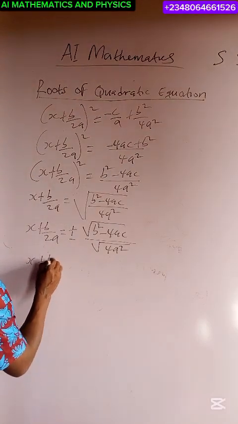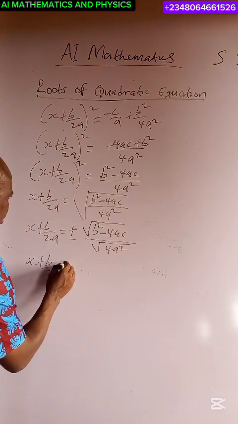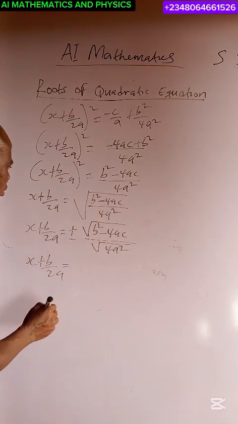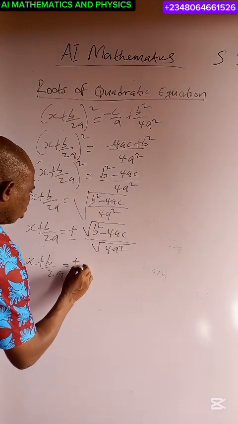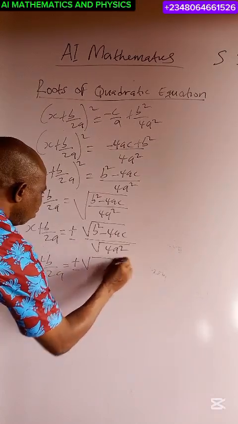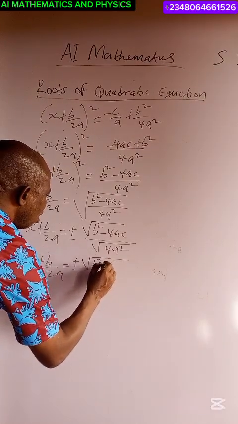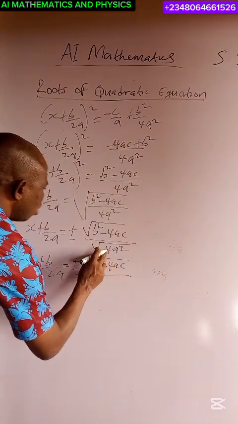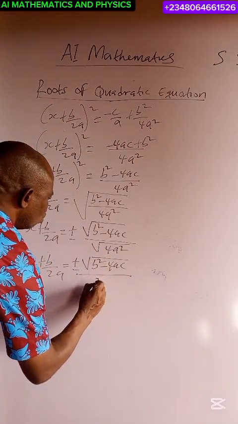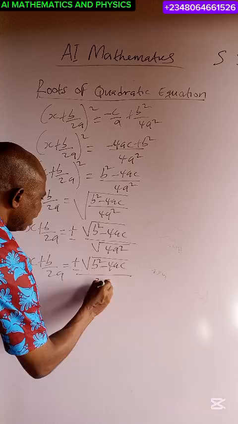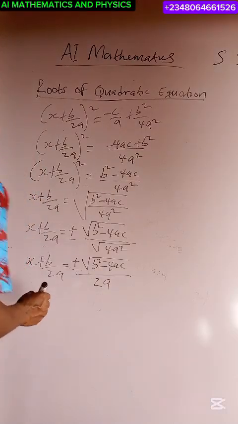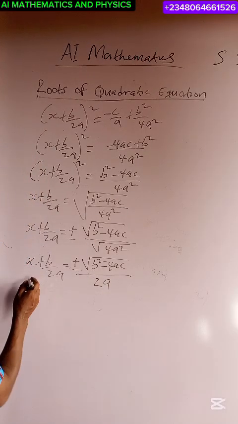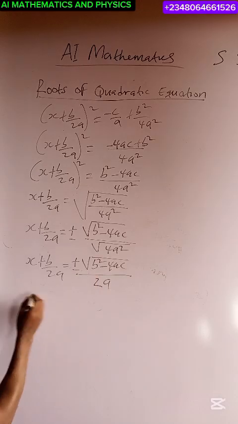x plus b over 2a equals plus or minus the square root of b squared minus 4ac. Everything, the square root of 4 is 2, and the square root of a squared is a. Then we try to bring this one.